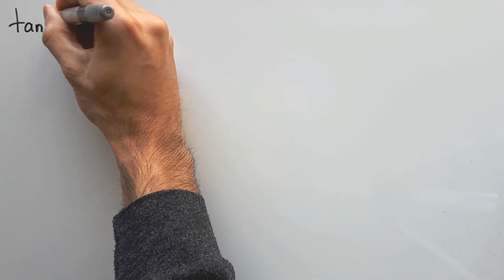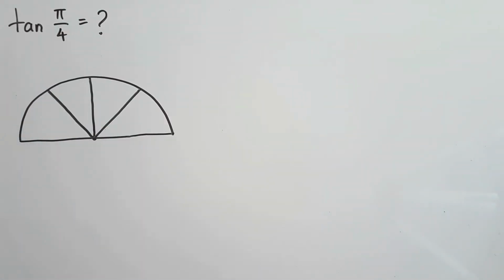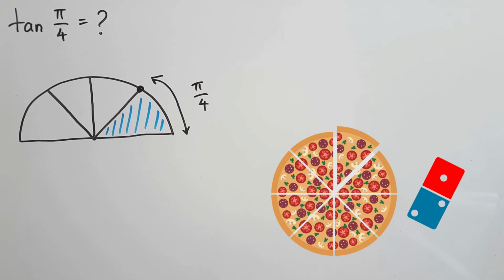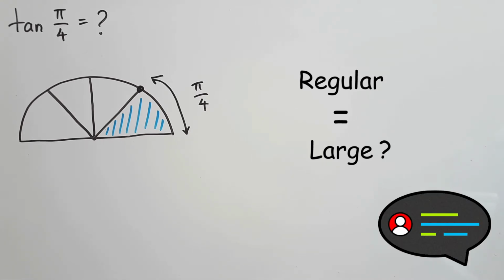Tangent pi on 4. We'll get a proper pizza this time. Split your semicircle into 4 slices, and that's just like half a regular Domino's pizza. They sometimes call it a large pizza, but I don't understand why. Maybe one of you can comment below and explain this to me.